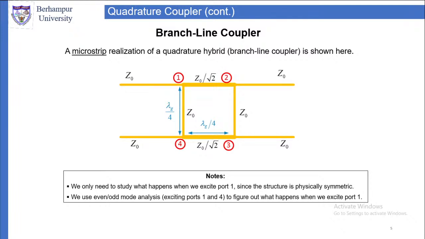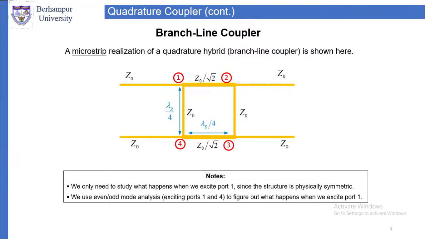This figure shows you a practical or physical realization of a branch line coupler. Why it is called a branch line coupler is simple. If you look at this, there are two parallel microstrip lines. One is at the top, one is at the bottom. These two parallel microstrip lines will be electromagnetically coupled to each other if we do not connect them physically.